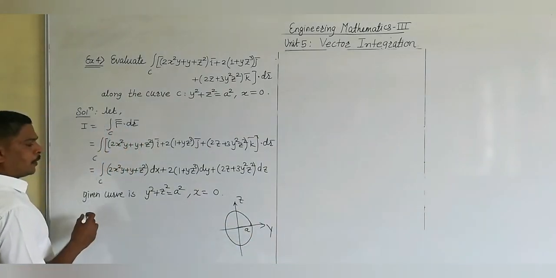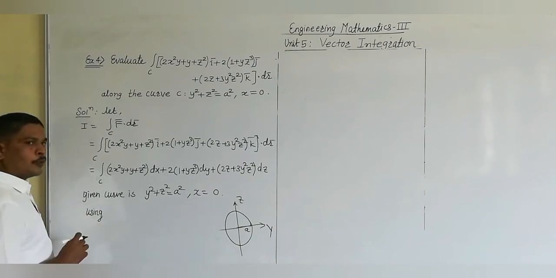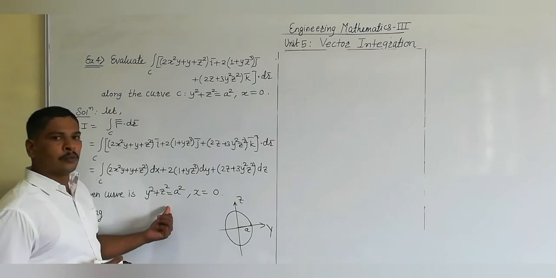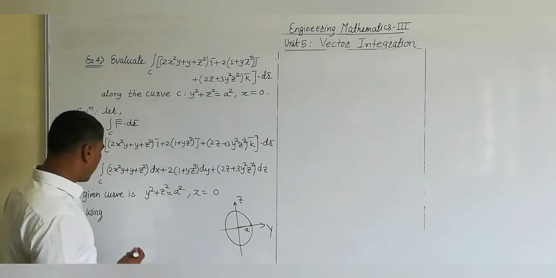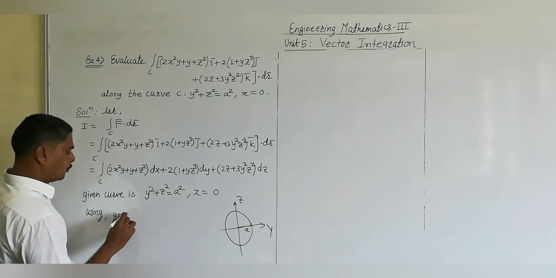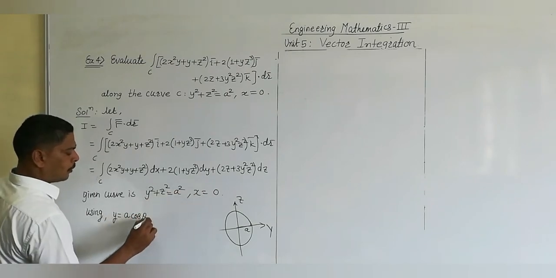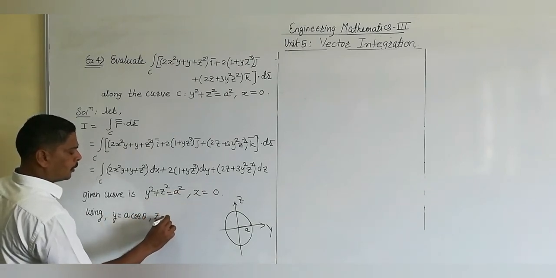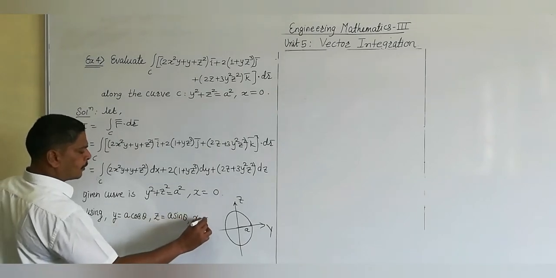Okay, and now using case number 4, in that case we are using polar coordinates. So put y is equal to a cos theta because radius is a, and z is equal to a sin theta, and x as it is, x is equal to 0.